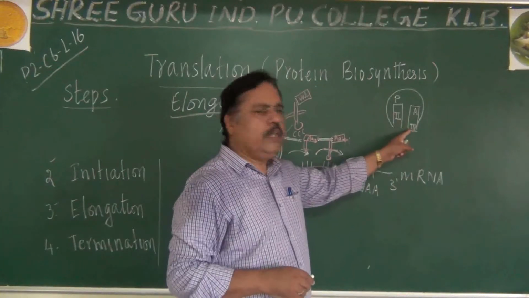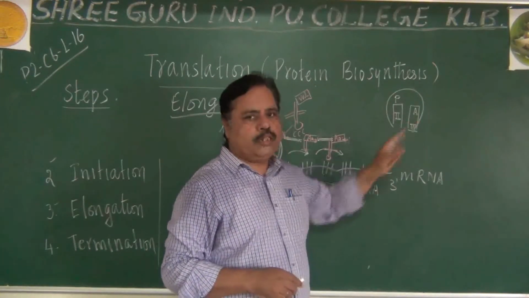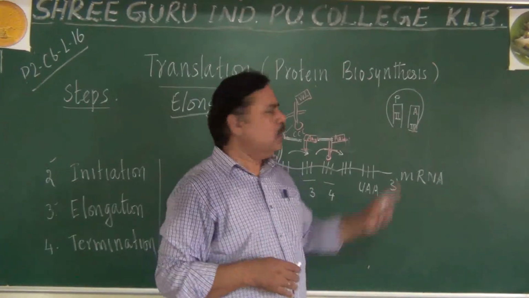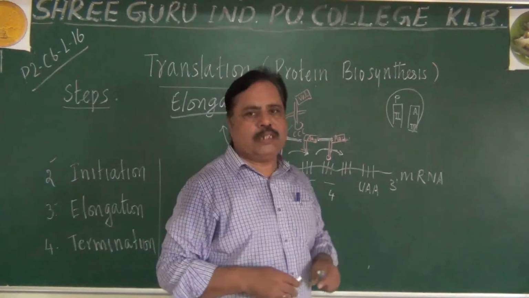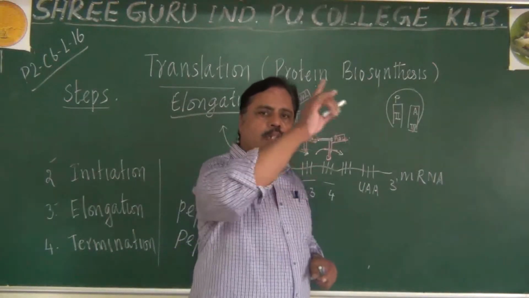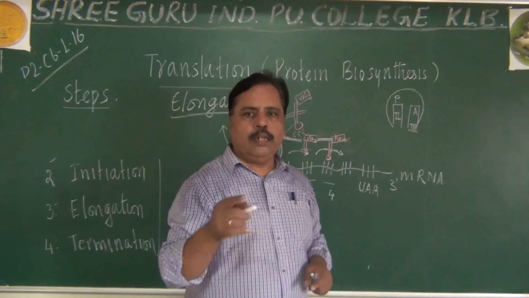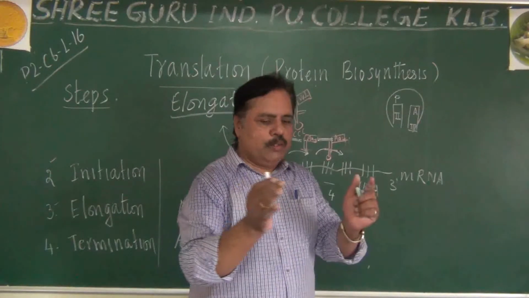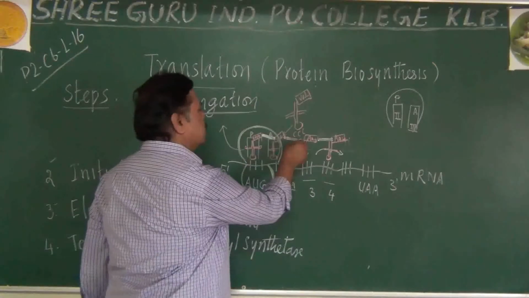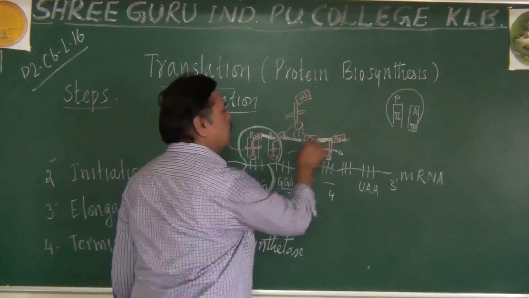So the loaded tRNA enters the A site. It will unload the amino acid and exit out through the P site. Do you get my point? The entry gate is A, the exit gate is P. In between, what is happening? The amino acids are brought closer to each other, so that a peptide bond will be synthesized between them.